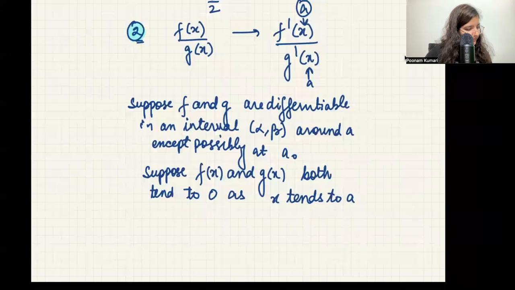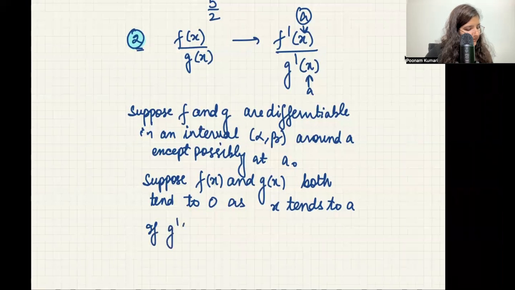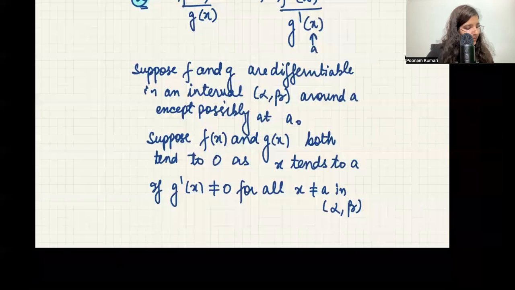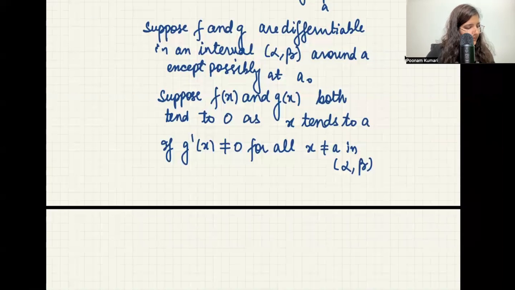Okay. If that is the case, and if g prime x is not equal to 0 for all the values of x not equal to A in alpha comma beta. So this statement basically means that your g function, which was differentiable in this interval, its derivative should not be equal to 0 at every point in this interval. So that is the first condition.